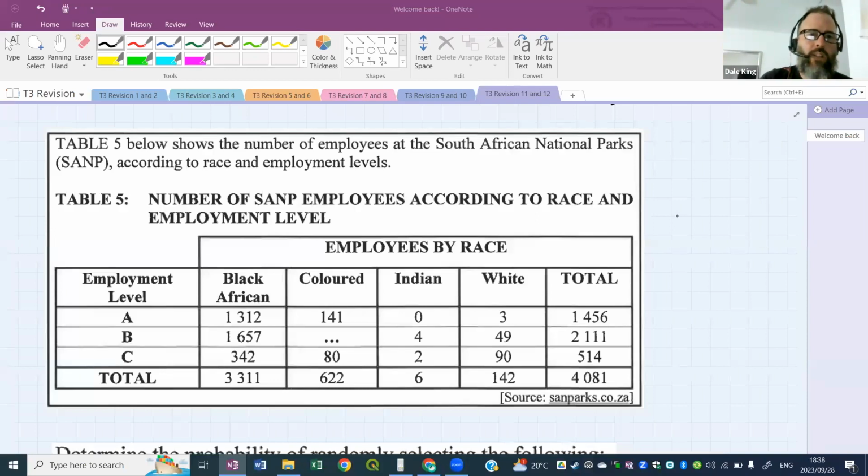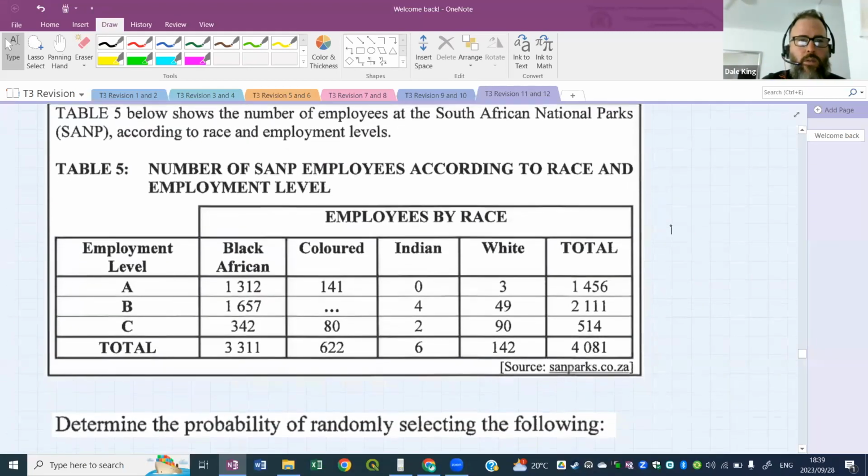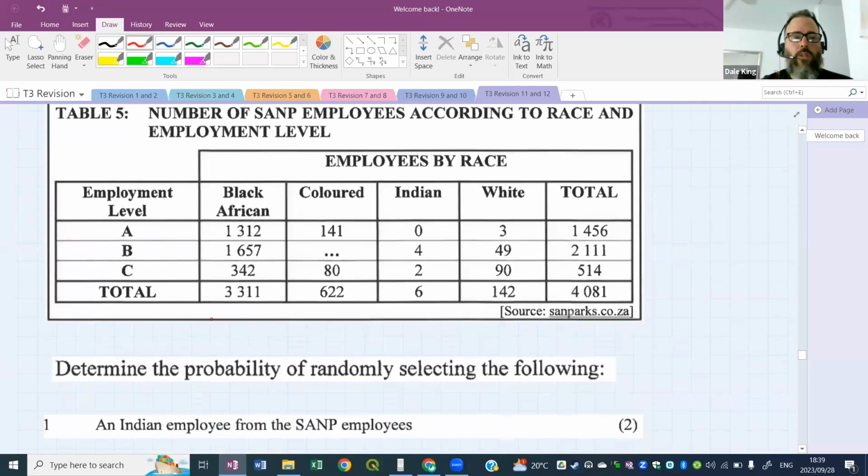So here we go. There's a table here. It shows the number of employees at South African National Parks, which are in control of Kruger, according to race and employment levels. So we've got employment level ABC on the left-hand side here. And then we've got the number for each race, and then a total at the end. And we also have a total here at the bottom as well. All right, so we've got two totals. Now, here comes the question.